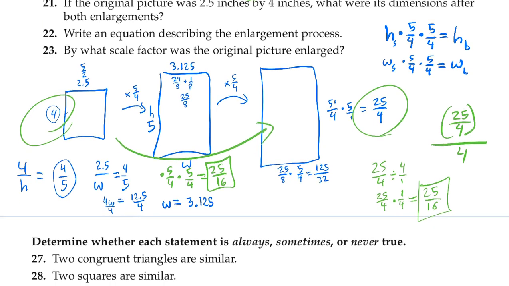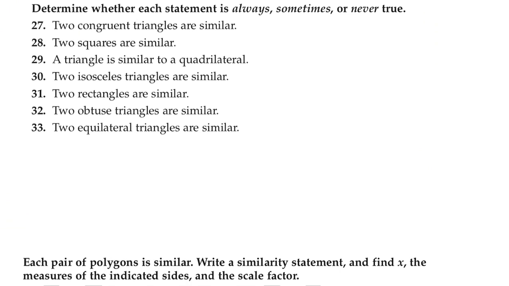22 is a funky question, but I like that. Oh yeah, sometimes, always, never. All right, so two congruent triangles are similar. Always, ratio 1 to 1. Easy peasy. We already talked about that.